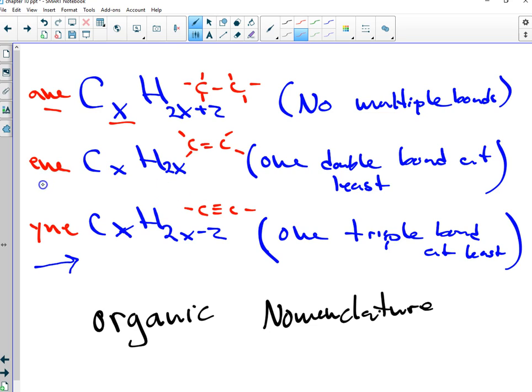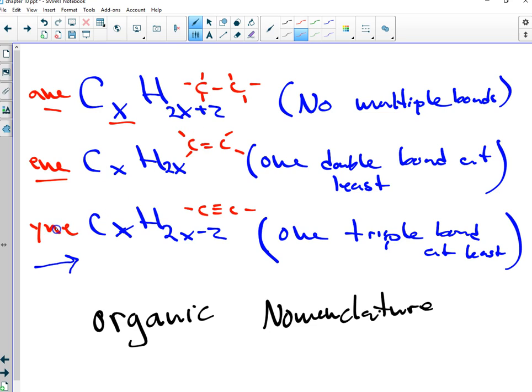All right, ENE, so propene. The ene would tell me, hey, I have at least a double bond, which, if I have a double bond, reduces the amount of hydrogens by 2. So now it's X and H2 times X. We don't add 2 anymore because that took off a pair.